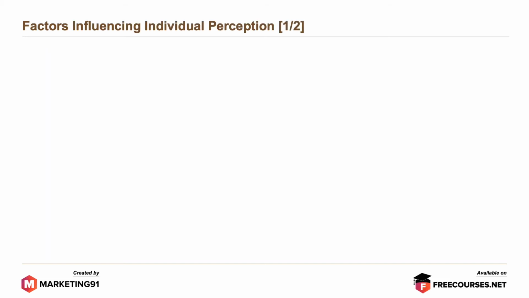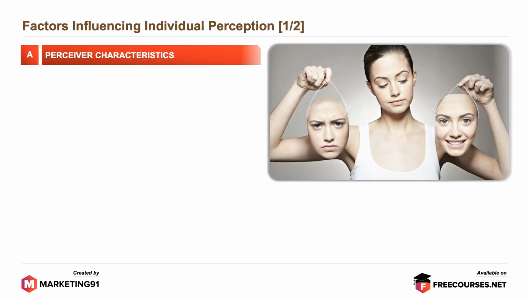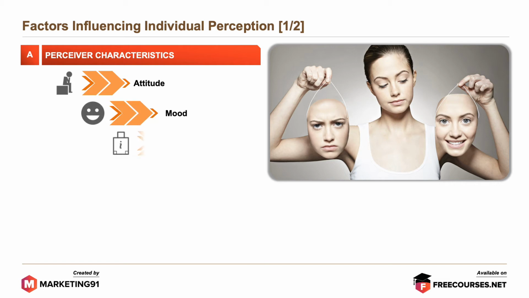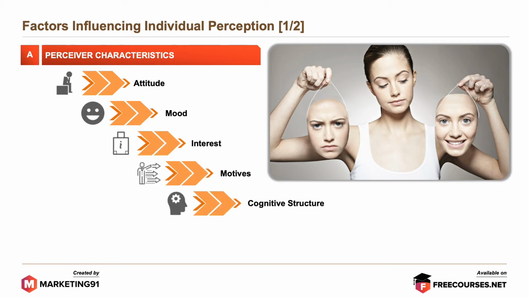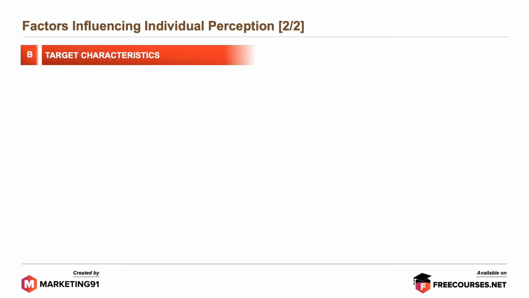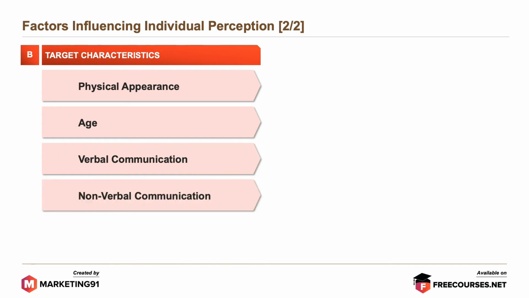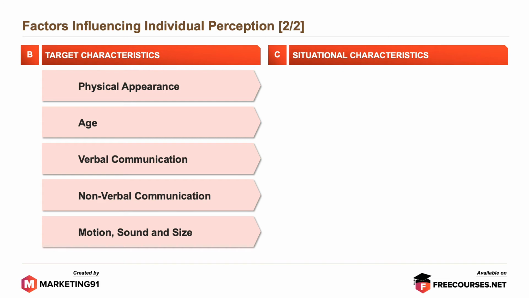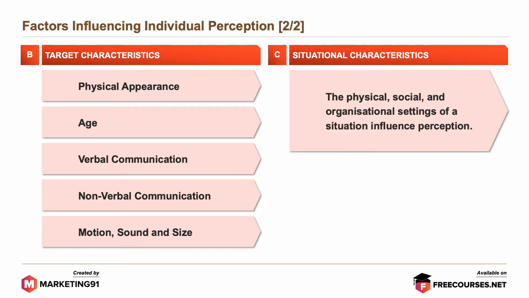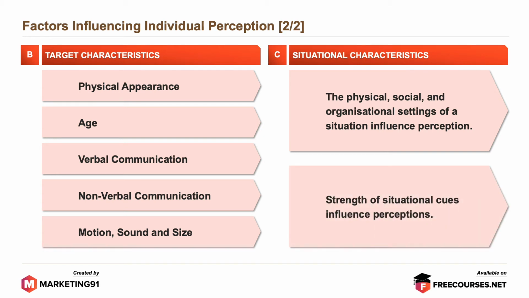Moving on to the factors influencing individual perception. First, as we mentioned, perceiver characteristics, which includes attitude, mood, interest, motives, cognitive structure, and self-concept. Second, target characteristics, which include the physical appearance, age, verbal communication, non-verbal communication, and motion, sound, and size. And finally, situational characteristics, which include physical, social, and organizational settings of a situation influence perception, and the strength of situational cues influence perceptions.